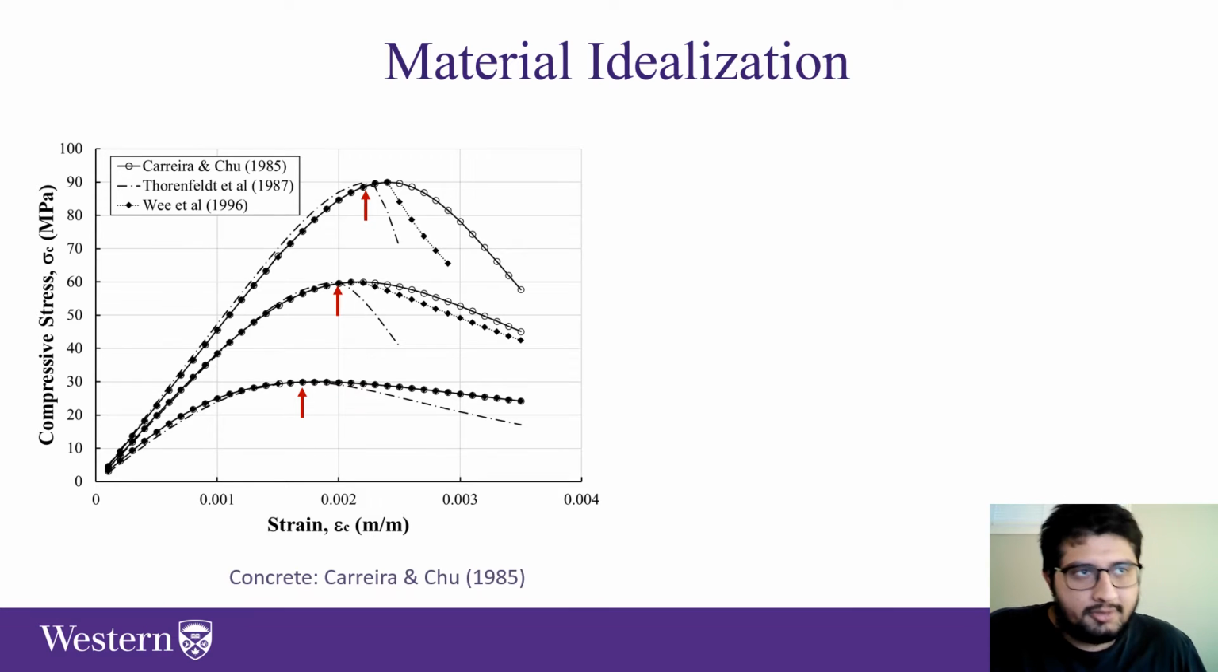After the peak compressive stress is achieved, the descending branches diverge, and the difference between the idealizations increases as the peak concrete compressive stress increases. In the moment curvature analysis of this chapter, the idealization by Carreira and Chu was used because it's simple to implement and it gives good results when compared to other idealizations.